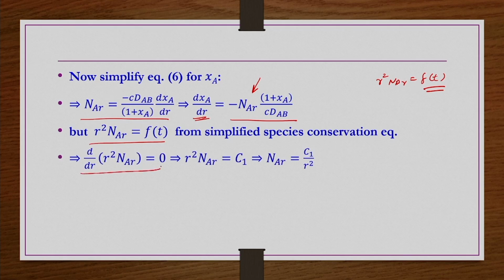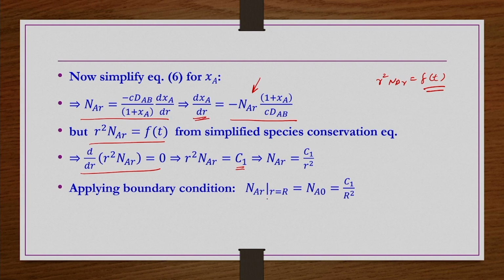So, if you write r squared N_Ar equals a constant, then from this equation d/dr of (r squared N_Ar) equals 0, which we derived in the previous slide. Now, this r squared N_Ar equals C1, so that I can write N_Ar equals C1 by r squared. Now, at r equals capital R, N_Ar is nothing but N_A0, that is the notation we are following, so that should be C1 by capital R squared. That means C1 equals N_A0 capital R squared.